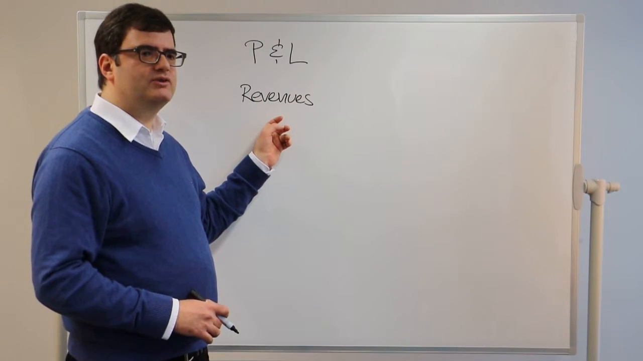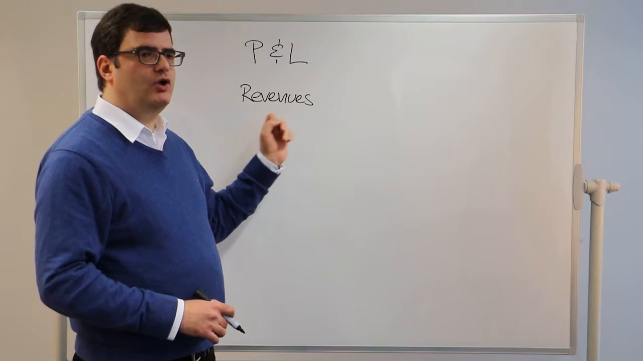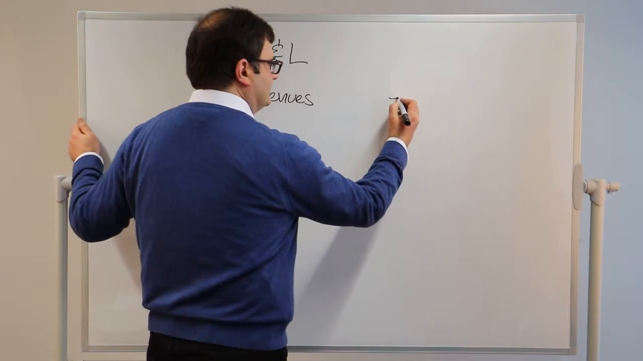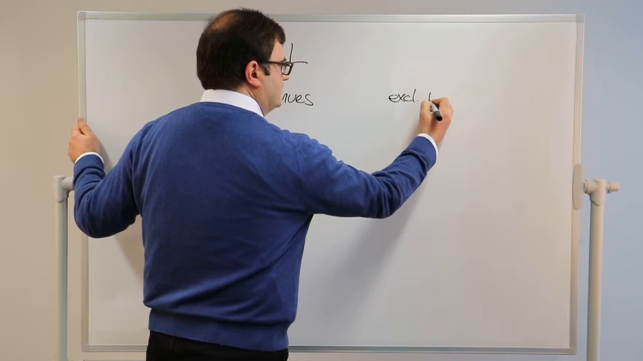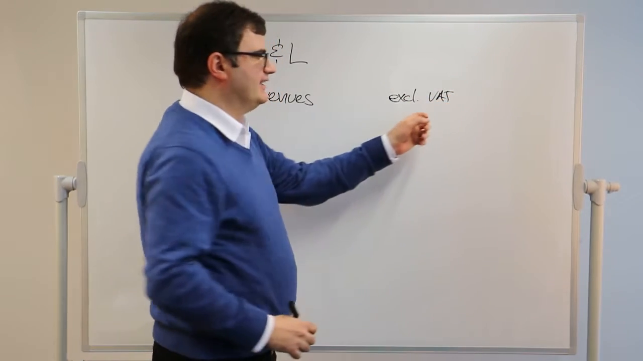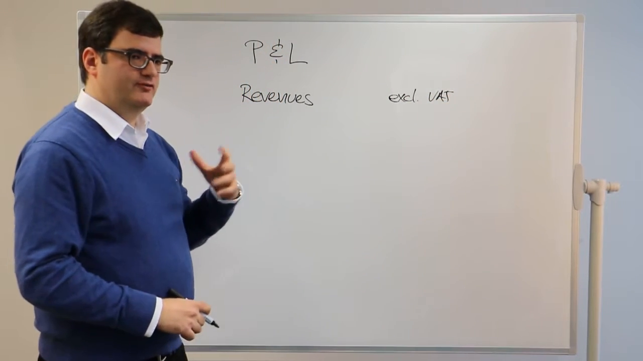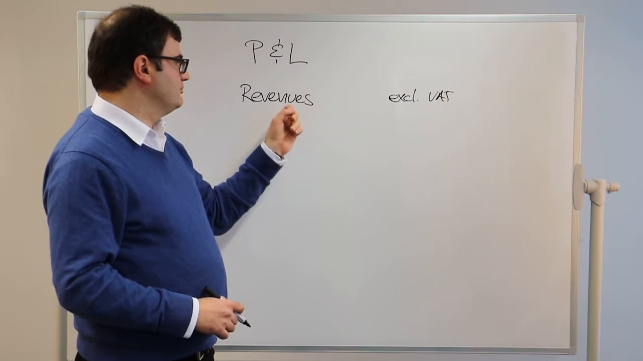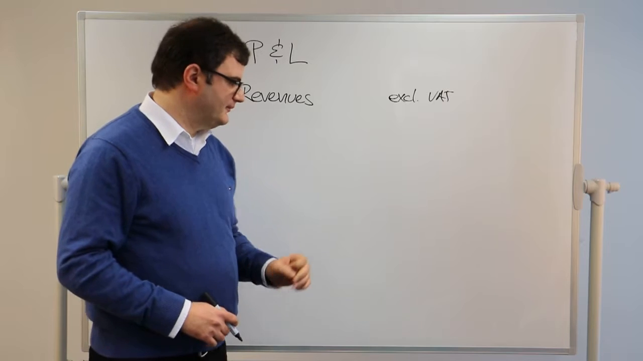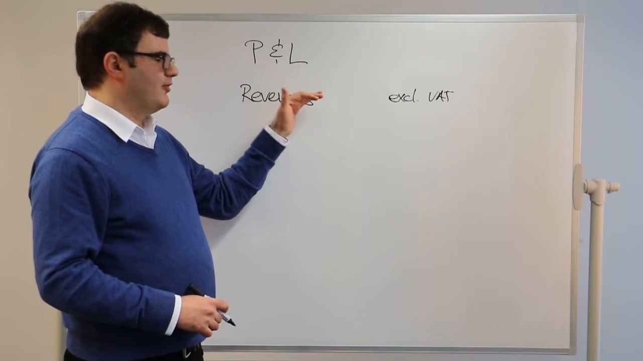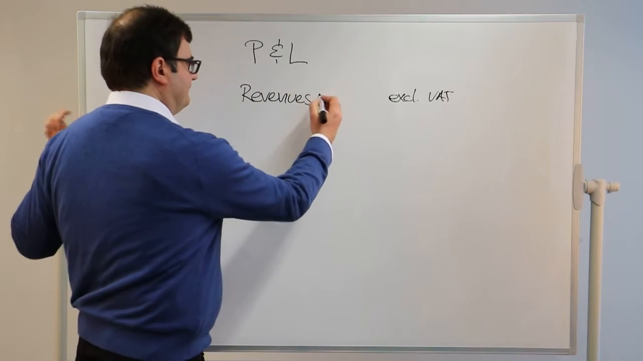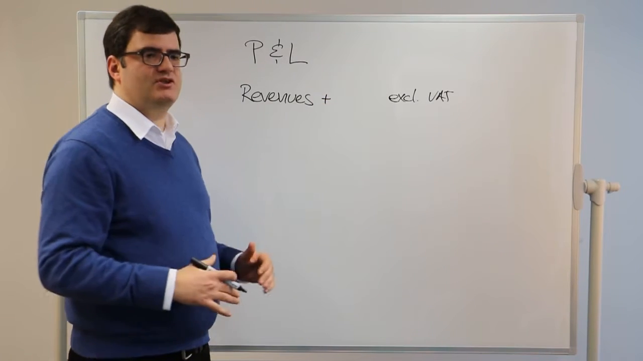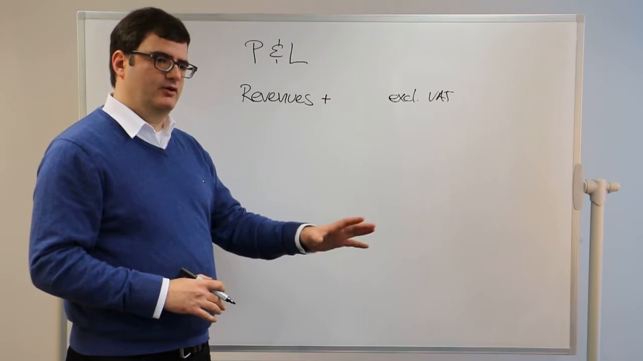Very important thing to note, revenues is always excluding VAT. That's short for value added tax. So if your prices include VAT, make sure you take the VAT out before you make this calculation. Then, from the revenues, money coming in, we're going to subtract all the cost, all the money going out.